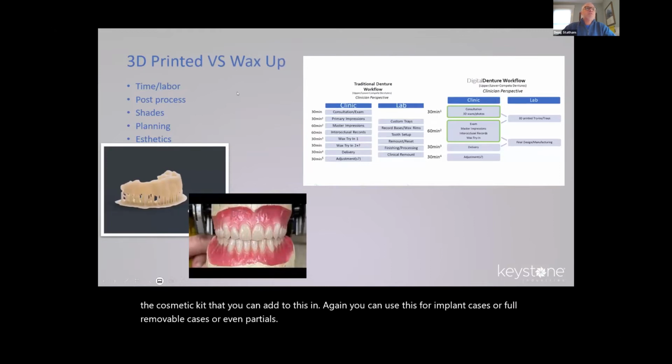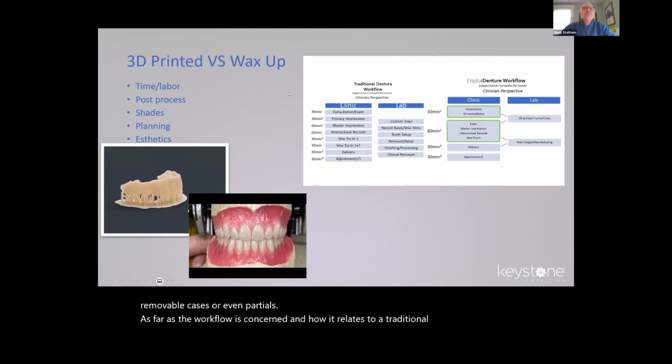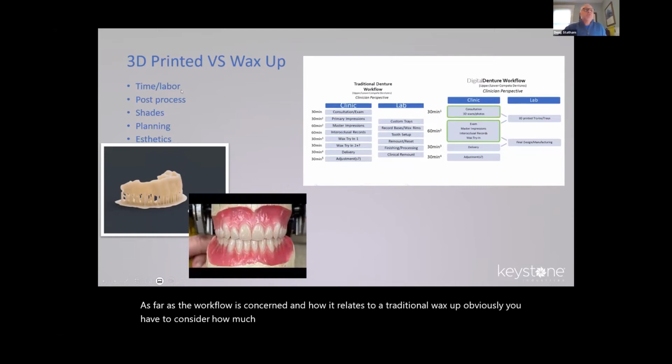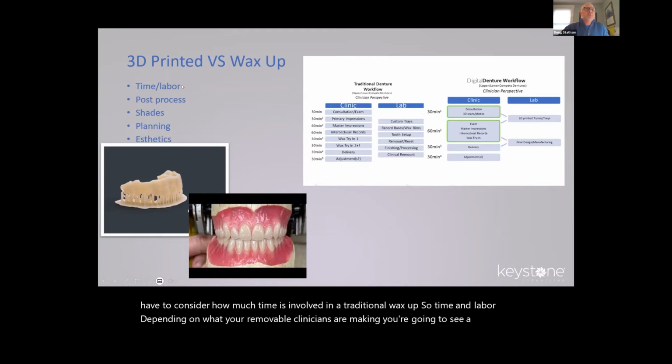As far as the workflow is concerned and how it relates to a traditional wax-up, obviously you have to consider how much time is involved in a traditional wax-up. So with time and labor, depending on what your removable clinicians are making, you're going to see a significant savings doing it this way as opposed to that way. Post-processing on this is also very, very quick. Once the print is done, it's the wash and you put it into the post-cure unit. So you're not looking at more than 10 or 15 minutes to finish the product once it's printed.